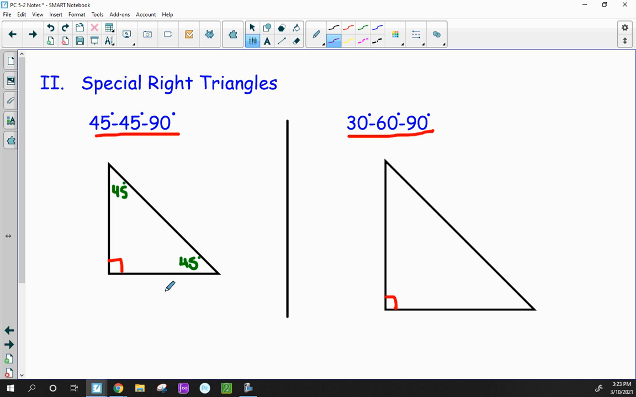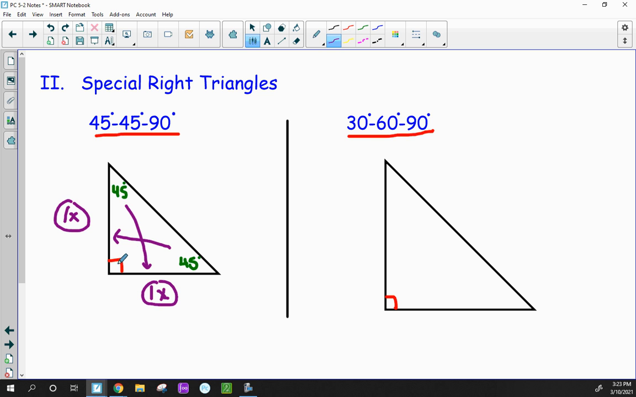Across from 45 degrees is some number. Now that number can be anything, so for right now I'm just going to use a generic variable. I'm going to call it 1x. If this side's 1x, then across from this 45 degree angle is also 1x. And that should make sense because if it does have equal or congruent angles, the sides opposite those angles are also congruent. They're the same length. So if this is 10, this is 10. If this is 6.2, this is 6.2.